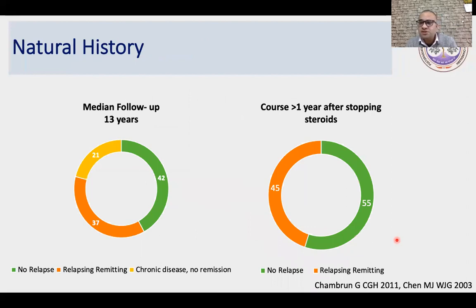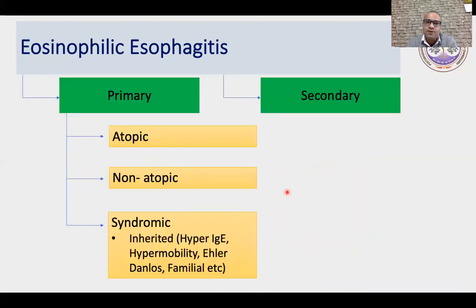So, what is the natural history of eosinophilic gastroenteritis? In a median follow-up of 13 years, 42% of patients did not have relapse. 20% had a chronic disease, and 37% had a relapsing remitting course. Now, in patients after 1 year after stopping steroids, you can see that around 45% had some form of relapse.